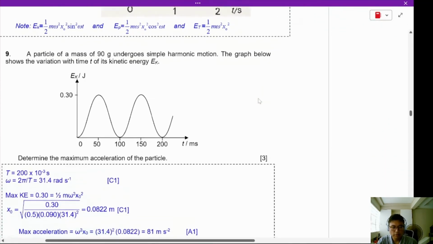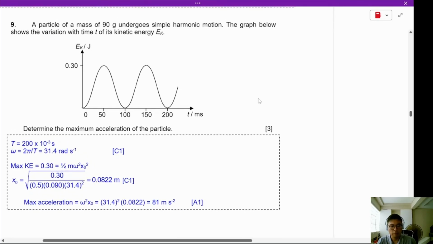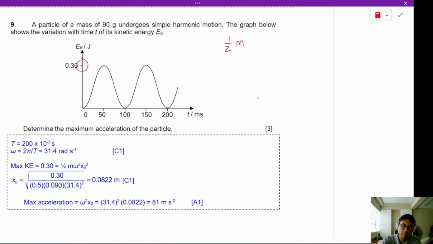A particle of mass 90 grams undergoes simple harmonic motion. The graph shows the variation of KE with time. Determine the maximum acceleration of the particle. Now this is a rather interesting question. Okay, so we know that this graph here, half m omega squared x naught squared, is equal to 0.30 joules.